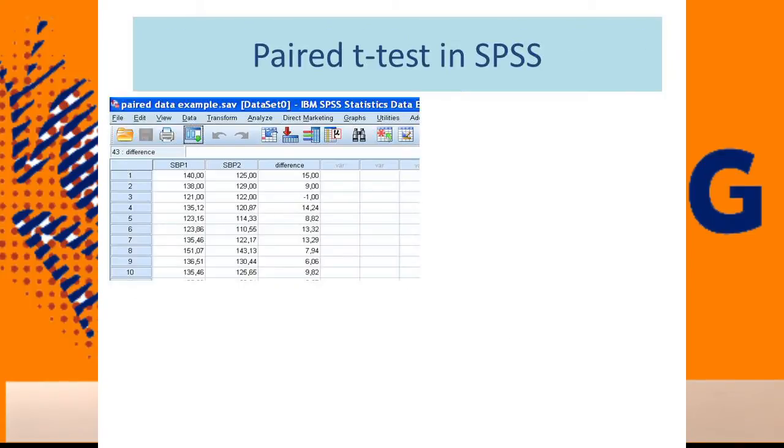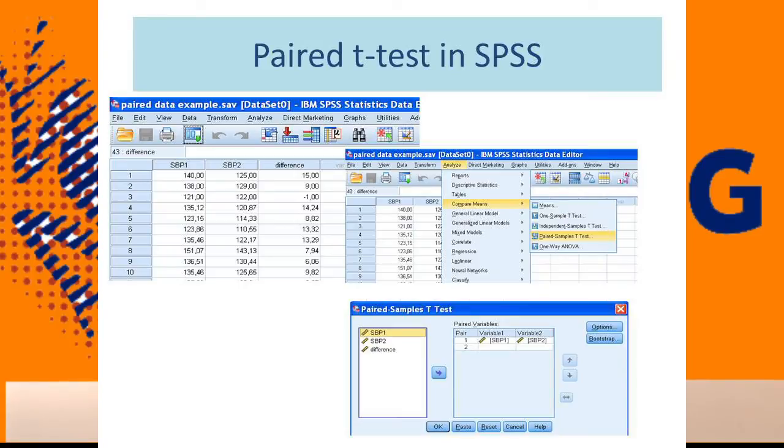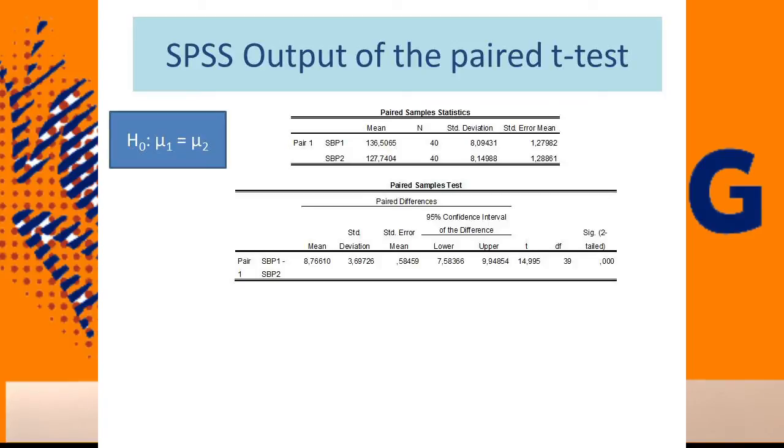To perform a paired t-test in SPSS, choose in the menu Analyze, Compare Means and Paired Samples t-test. In the next window you have to combine the two related variables into a pair and click OK. In the SPSS output you will find two tables. The first one will contain descriptive information on both variables. We want to test the null hypothesis that the mean of the first measurement is equal to the mean of the second measurement. The second table gives the result of the statistical test.